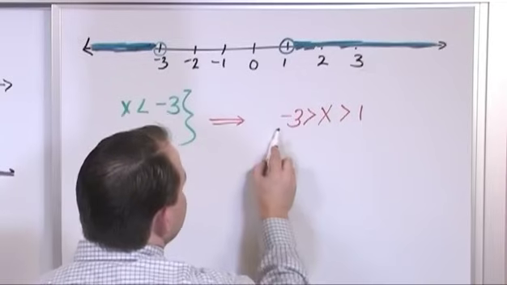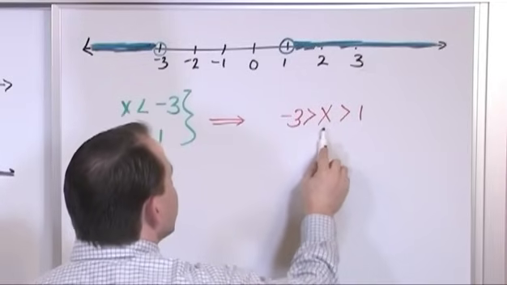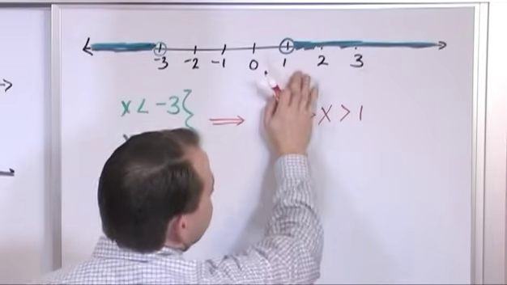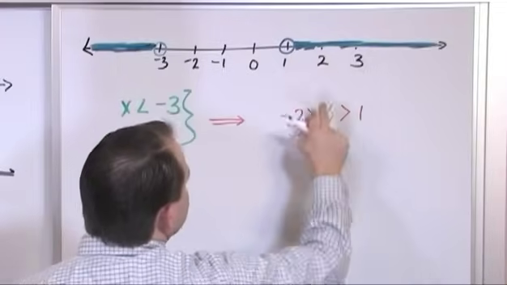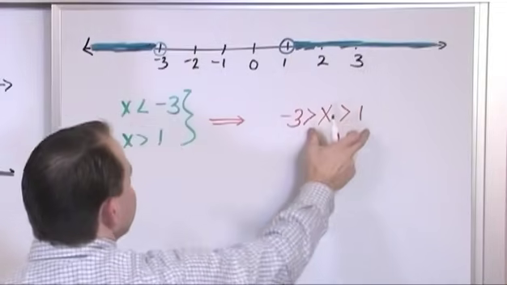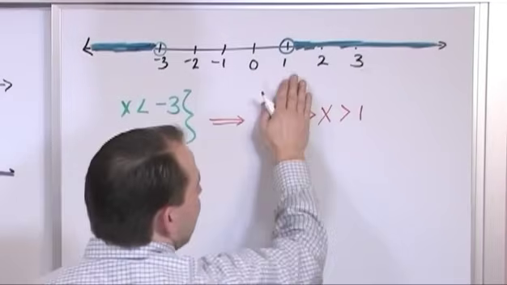A lot of people try to start reading it over here and it gets really confusing. Read in the middle. X, so forget about this. X is greater than 1. Okay, great. X is greater than 1. It's not including 1, so there's no underline here. It's just greater than 1. So that's what happens if you cover this part.